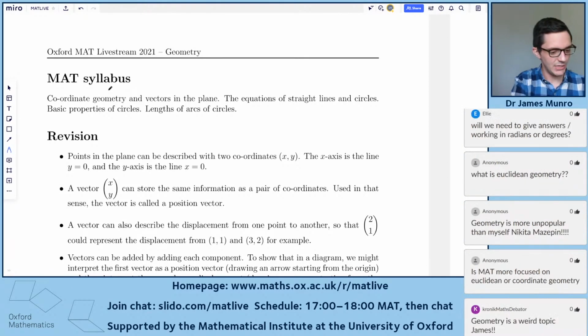Ellie, question. Will we need to give answers or working out in radians or degrees? So the answer to this, which came up a bit in trigonometry last week as well, is that all the questions are going to be asked in degrees on the math submissions test. You can use radians if you want to. You'll need to translate the questions from degrees into radians, but you're welcome to use radians if you want to, in your working out or in your answers.